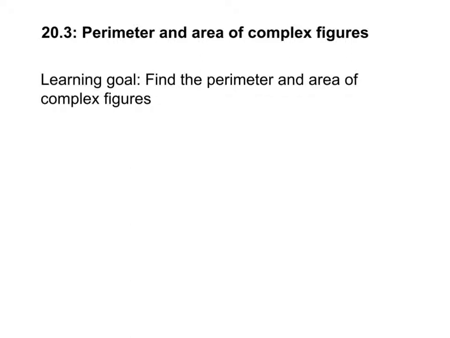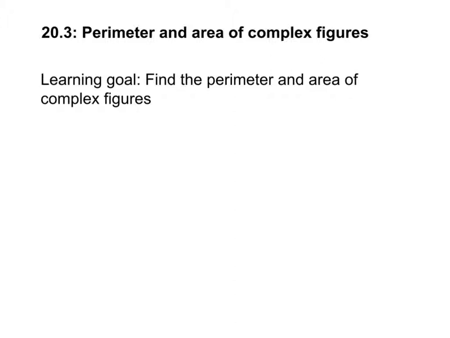Okay, so we're going to take a detour today, and we're going to talk about Chapter 20, Lesson 3. This is the only lesson from Chapter 20 that we're going to do for now. This chapter is all about the perimeter and area of complex figures. Our learning goal today is to be able to find the perimeter and area of complex figures.